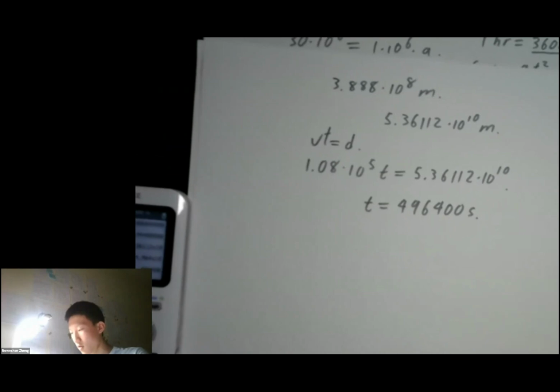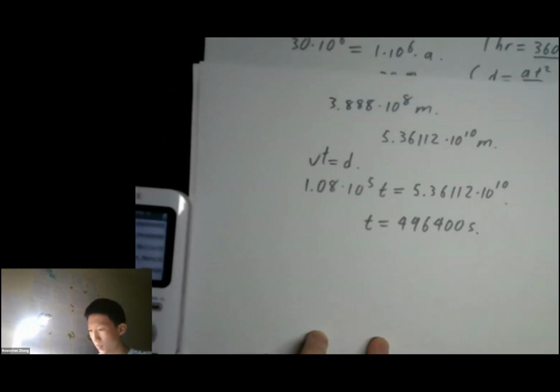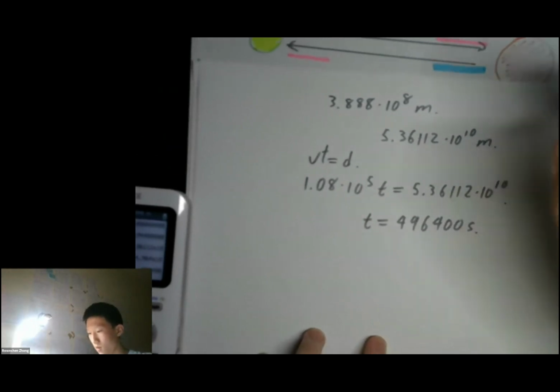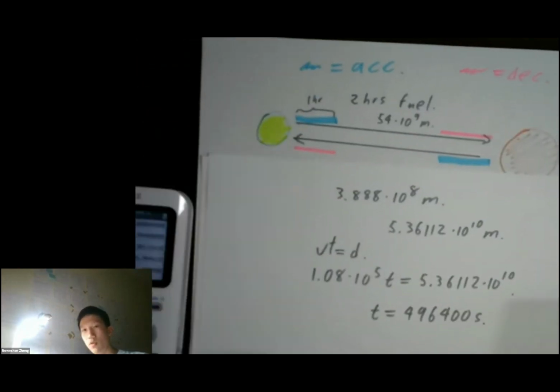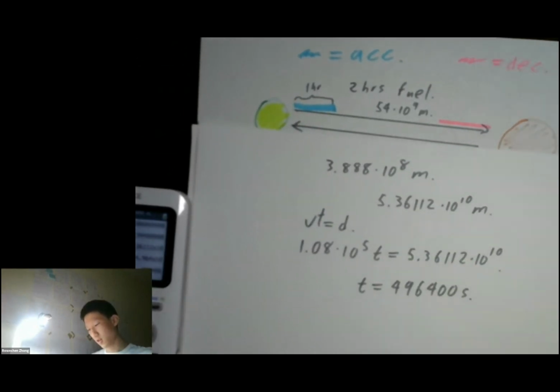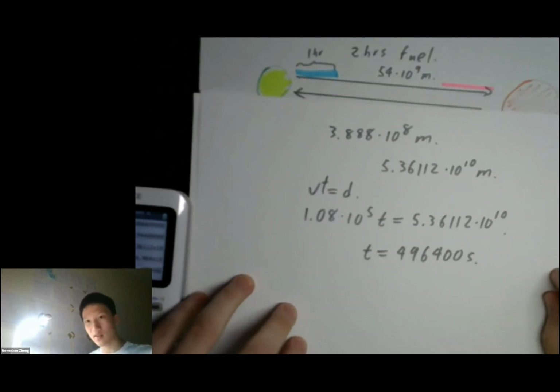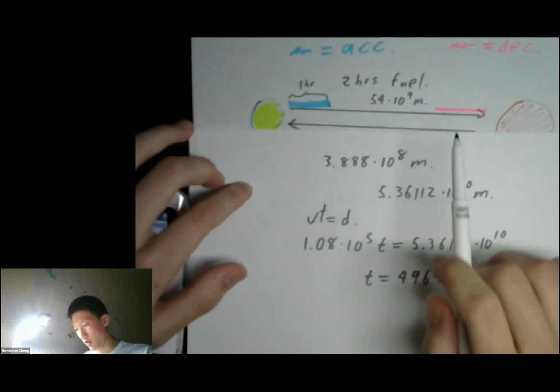So that's the time. Now, how long does it take us to accelerate? Are we going to have to do much more calculations to figure out how long it took us to accelerate? No. We already said it took an hour. So how long is an hour again? 3,600 seconds.